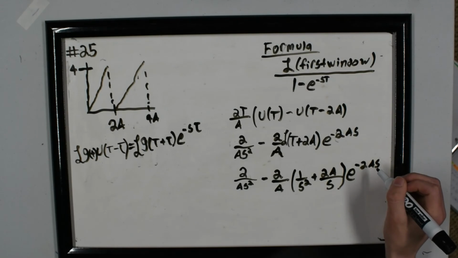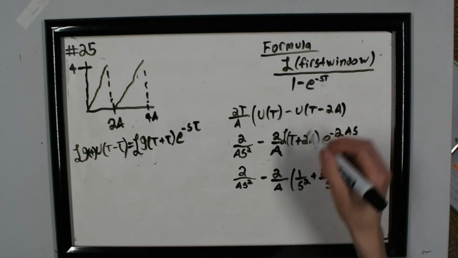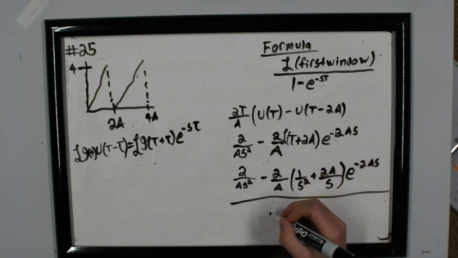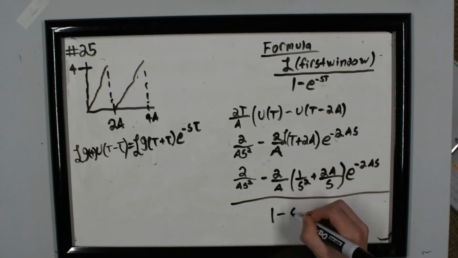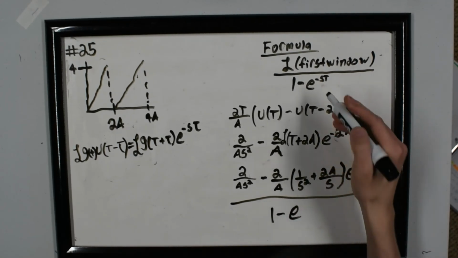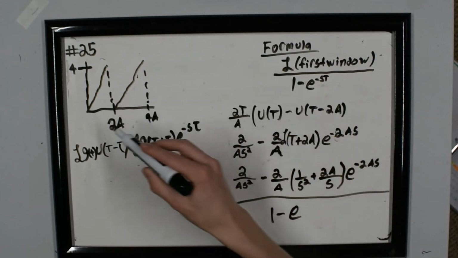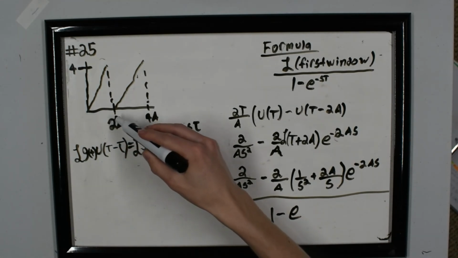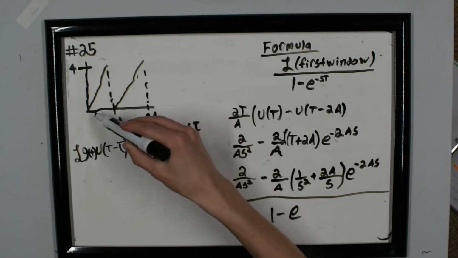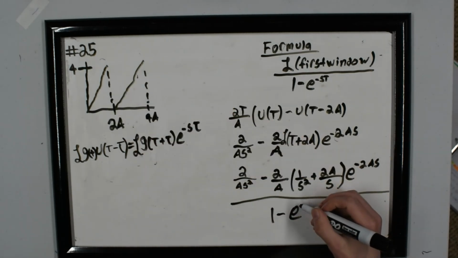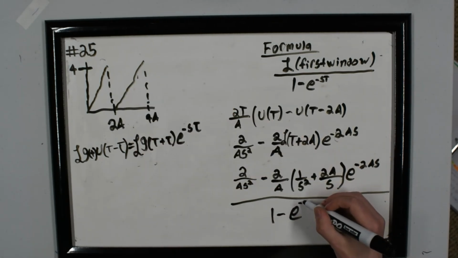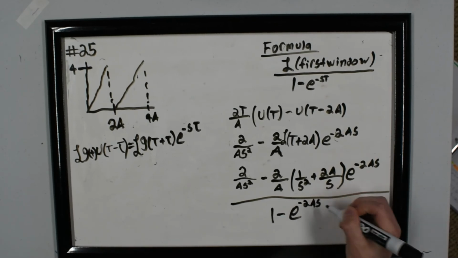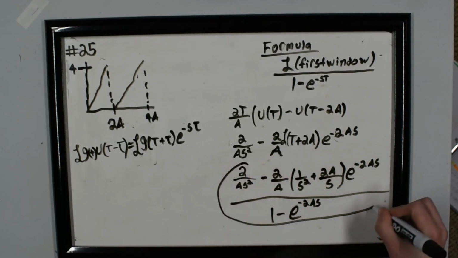Okay, and now the last thing we need to do is divide by this. So 1 minus e to the negative sT, but in this case T will always be the period. And the period of this function is 2a, because every 2a, this step function repeats. So we're going to end up with negative 2as. And this is going to be the answer.